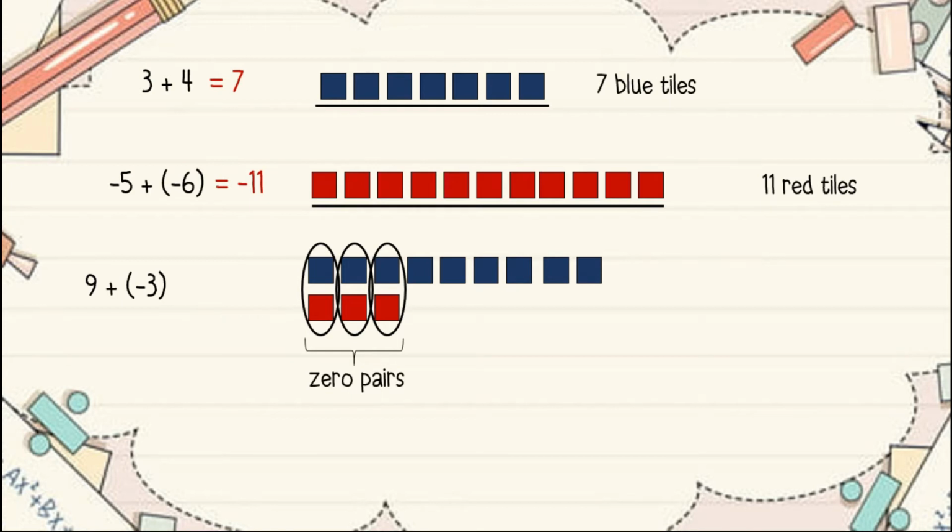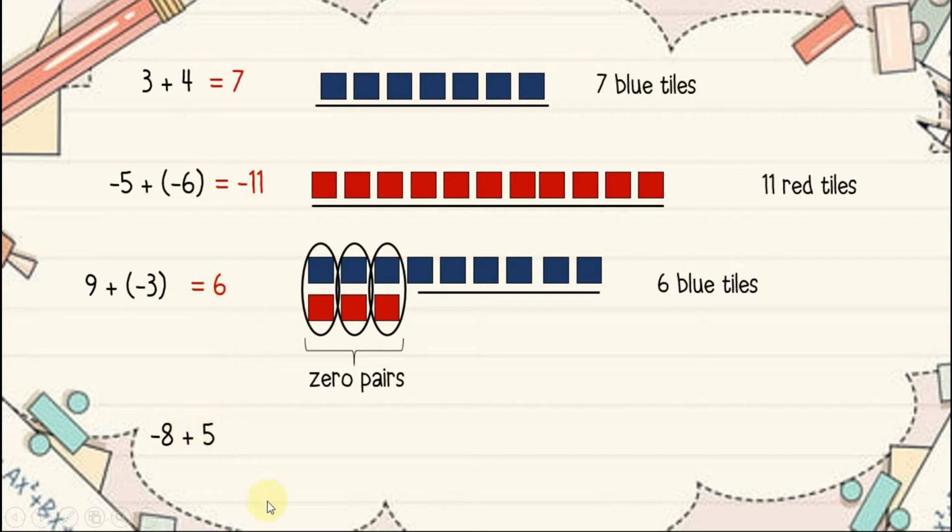Remember our lessons on concepts of opposites? Additive inverses or the opposite numbers have a sum which is always equal to 0. So if these 3 pairs are 0, these are not significant anymore. So what are left are 6 blue tiles. Therefore, the sum of 9 and negative 3 is equal to positive 6.